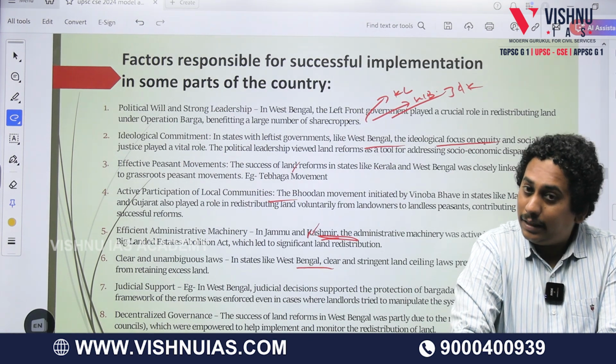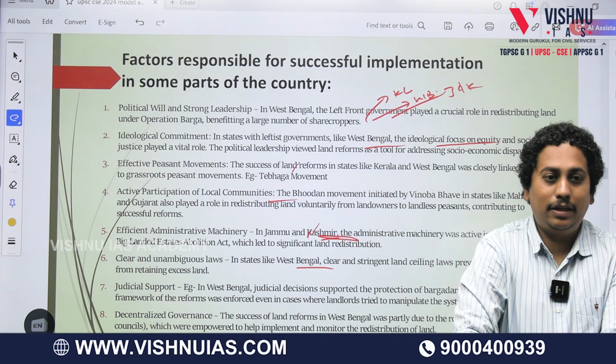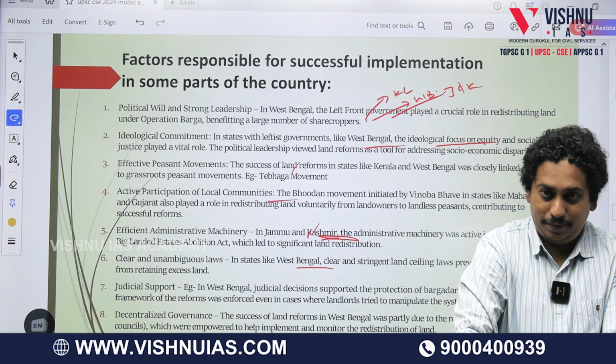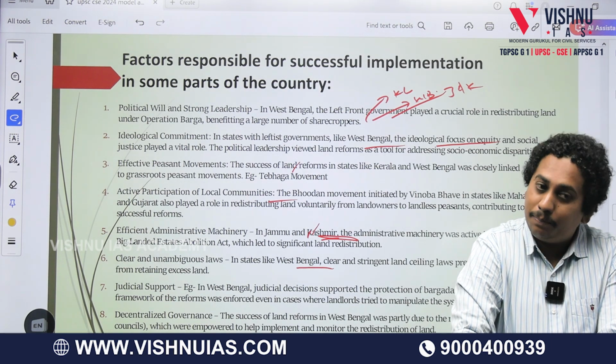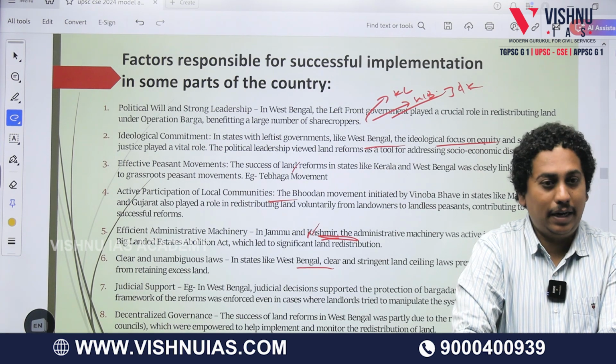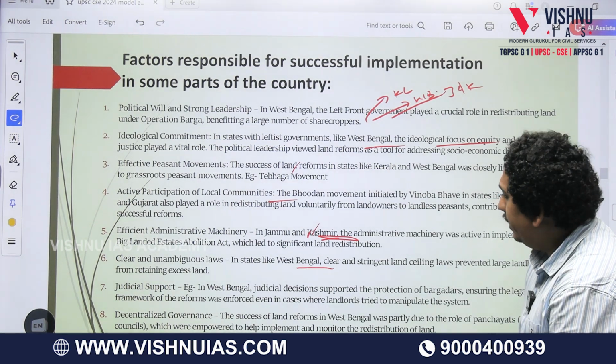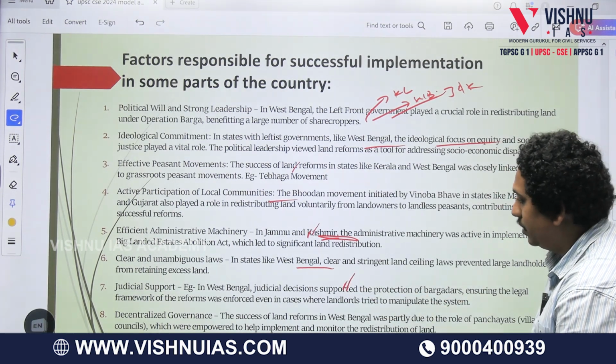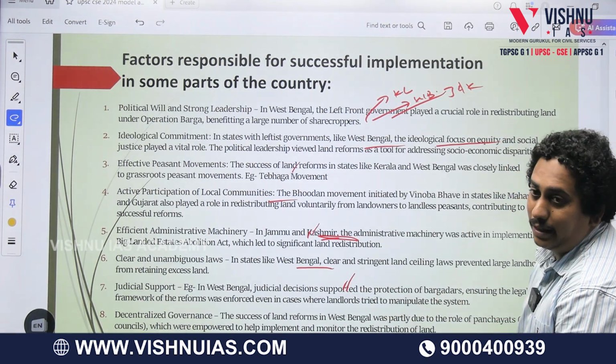The agenda here is, they're not fighting for the land, they're not fighting for the government job. They're not fighting for the financial compensation. But the protest is for distribution of land to the landless. Next, another support is judicial support, you can write. Decentralized governance. Meaning?